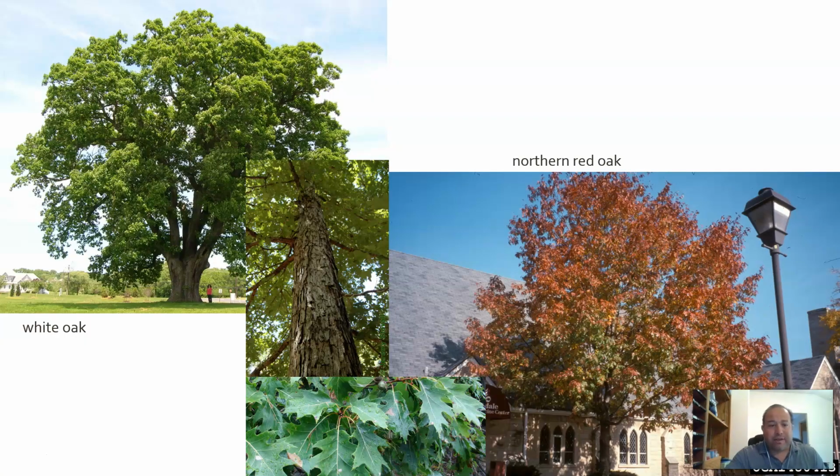Here's a couple of examples of hardwood trees. On the left here is white oak. It's a really big white oak, and I put this picture right here where you can see the white colored bark that goes along with white oak, and that's why it's called white oak. And then over here is northern red oak, and these are some red oak leaves down here at the bottom. Both two different species of oak trees.